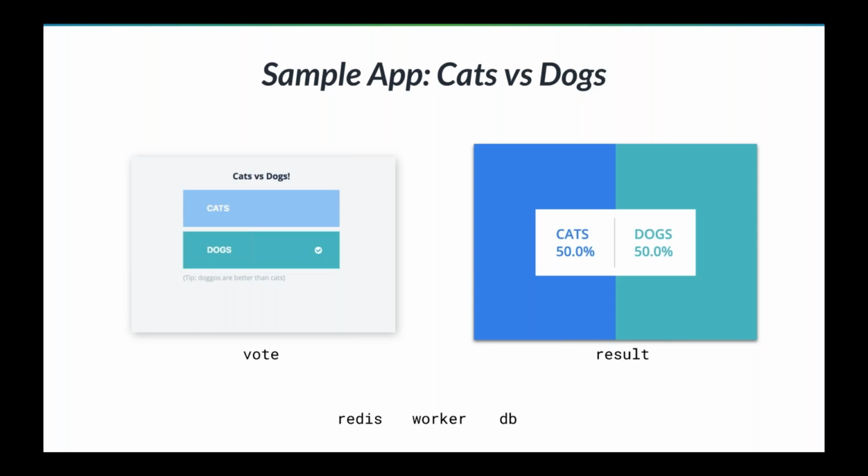There are 3 other services that are not as interesting to us. There's Redis. There's a worker service that's actually written in .NET. I have never touched a .NET application, and the great thing is I really didn't have to know anything about it in order to run it because it's in a container. And then we have a database, which is a Postgres database.